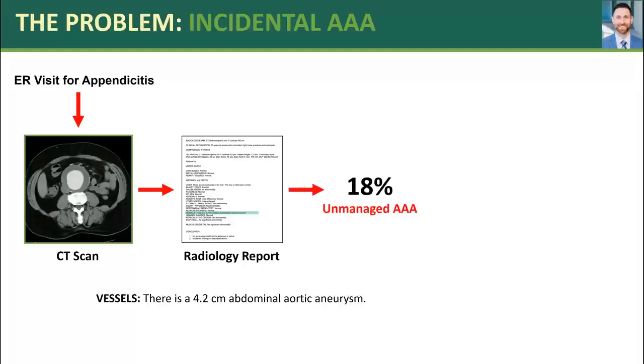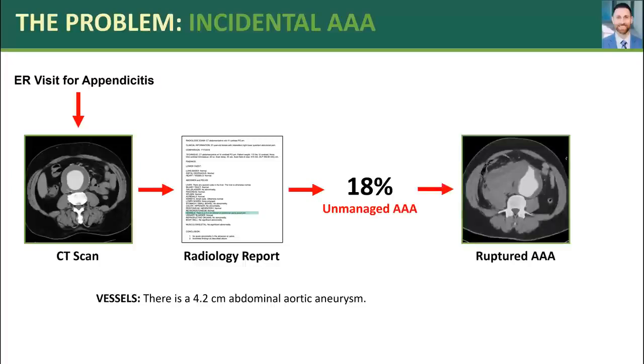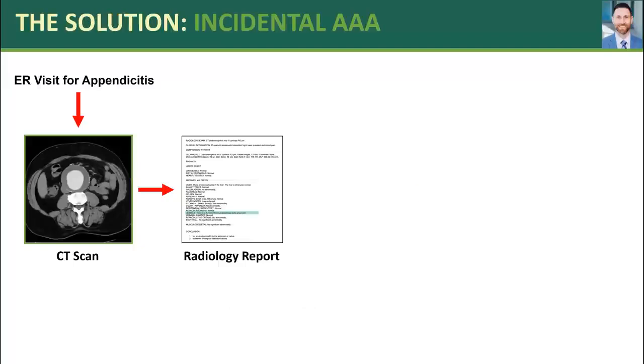The problem is that 18% of these never go under management. So it might be that they don't have a primary care physician here, or even if they do have a primary care, there's just loss of information between that report, and sometimes it doesn't make it even into the impression. Even if it did, we don't follow up on all of these patients. So that leads to ruptured aneurysms. This has been shown in multiple different centers that people will die just because we're not following up on this correctly. How can we circumvent this process?